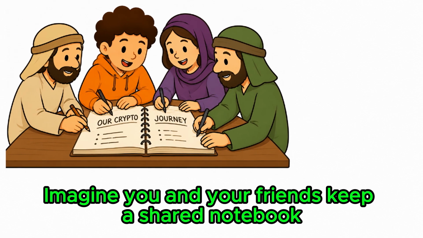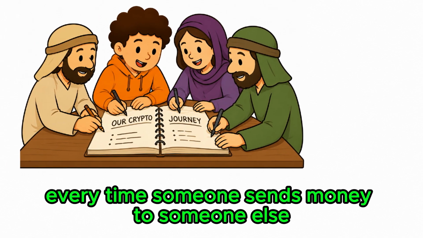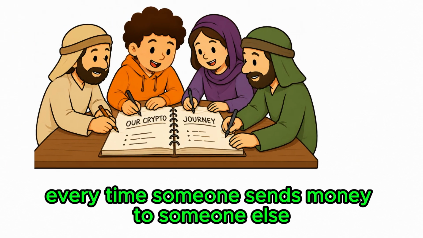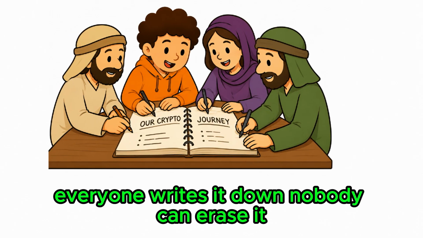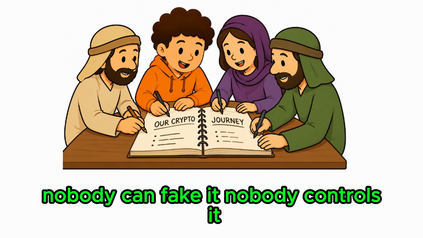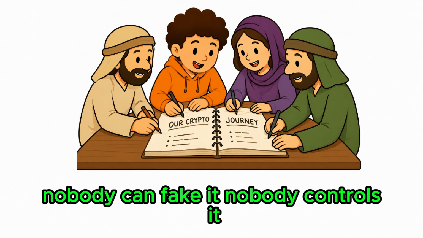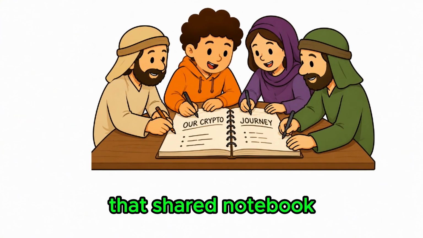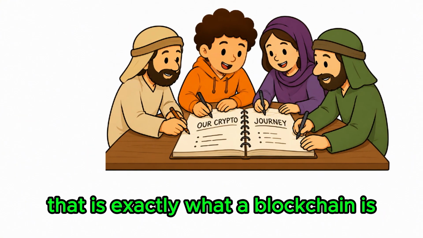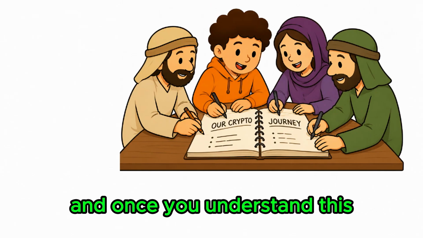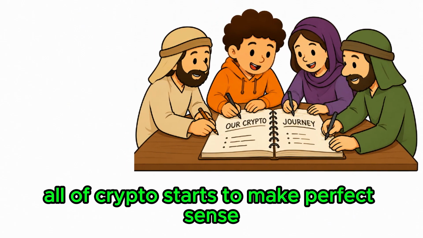Imagine you and your friends keep a shared notebook. Every time someone sends money to someone else, everyone writes it down. Nobody can erase it. Nobody can fake it. Nobody controls it. That shared notebook, that is exactly what a blockchain is. And once you understand this, all of crypto starts to make perfect sense.